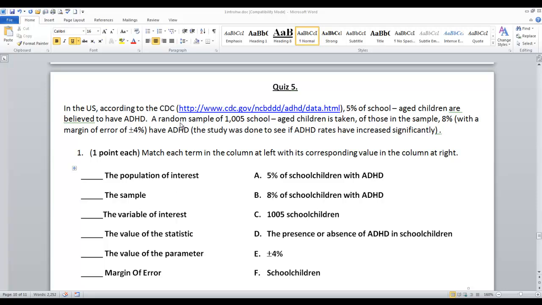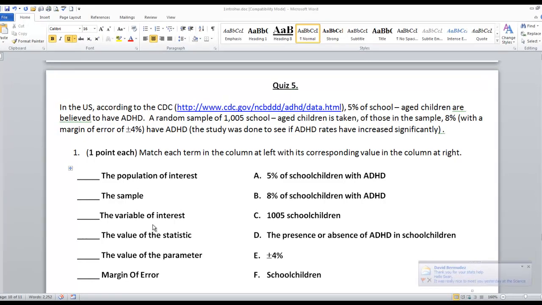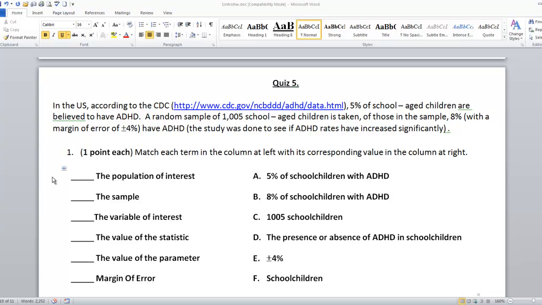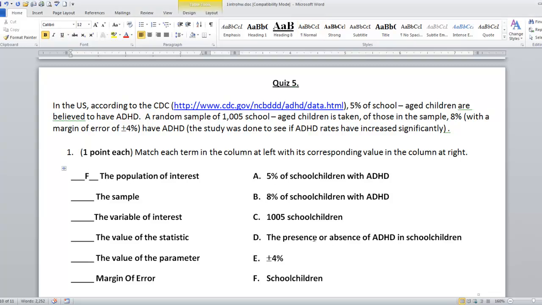So this is an ADHD study, which as you can imagine I'm very interested in. And anyway, it's just a matter of going through here and grabbing the proper values. So, population of interest. Well, if you go through there, school-aged children, they're talking about school children. So your population of interest is definitely F for school children. The sample. Well, here it is right here, a random sample of 1,005. So your 1,005 school children is definitely that sample.